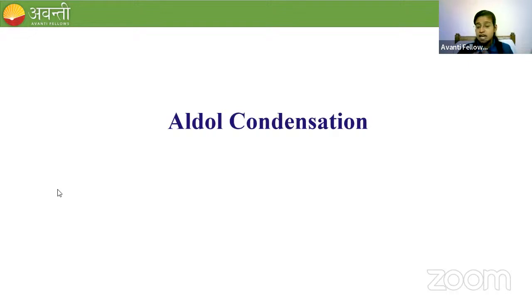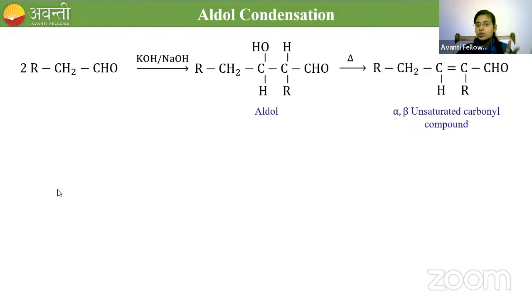Aldol condensation reaction is very, very important. So I will tell you what aldol condensation is. You have to take 2 moles of aldehyde which has alpha hydrogen. What is an alpha hydrogen? The carbon which is attached next to the C double bond O is called the alpha carbon, and the hydrogens which are attached to the alpha carbon are called alpha hydrogens. So you have to take 2 molecules of the aldehyde or ketone which has alpha hydrogen.